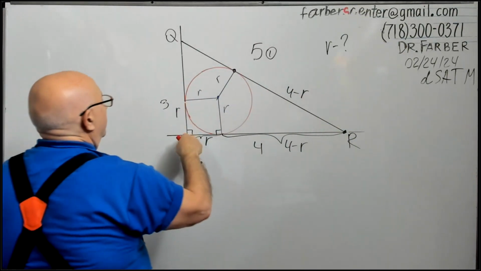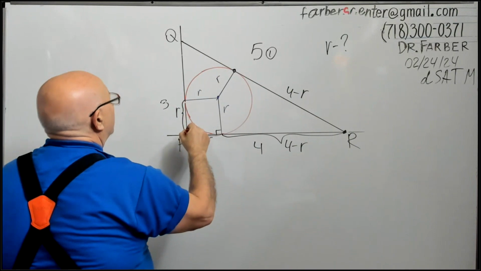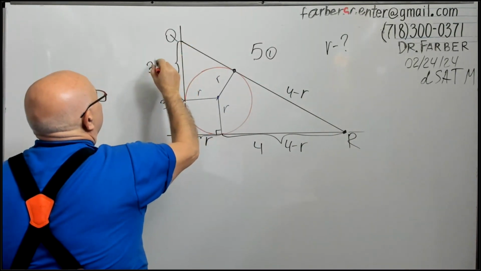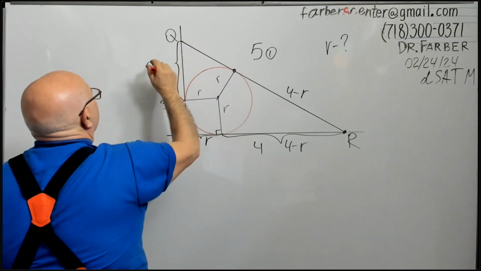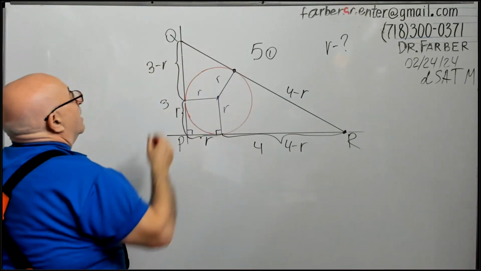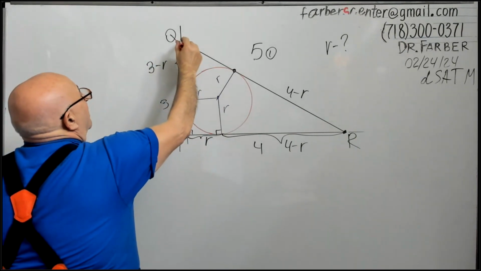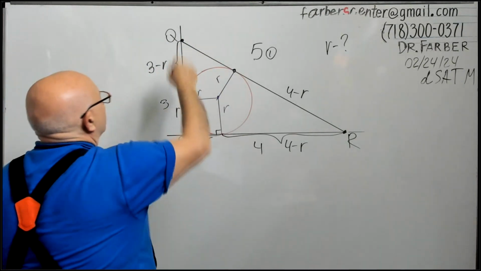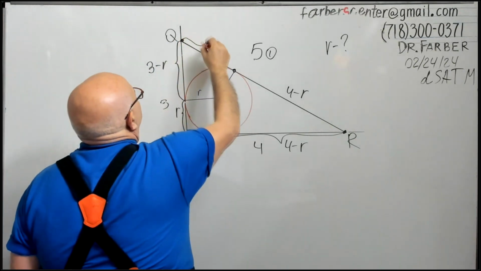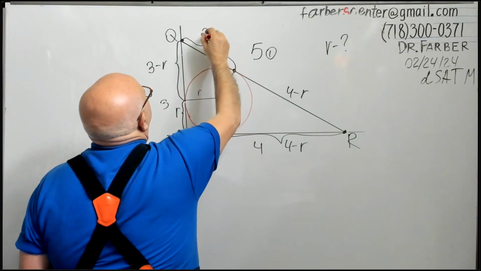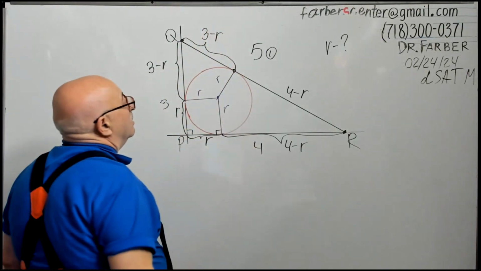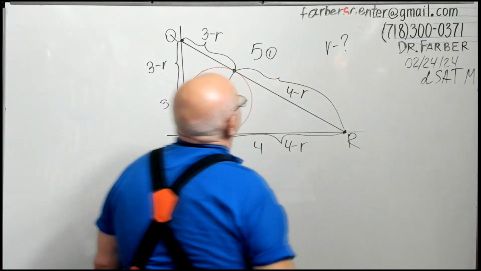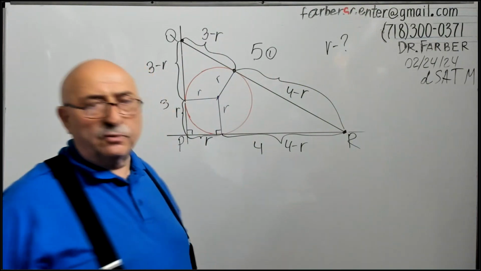Well, if this is 3, this segment must be what? 3 minus r. 3 minus r. Again, I apply the same theorem. If you have a point beyond this circle and make 2 tangents, the distance from this point to the points of tangency is congruent. And this is 4 minus r. According to the addition postulate, any questions so far, students?